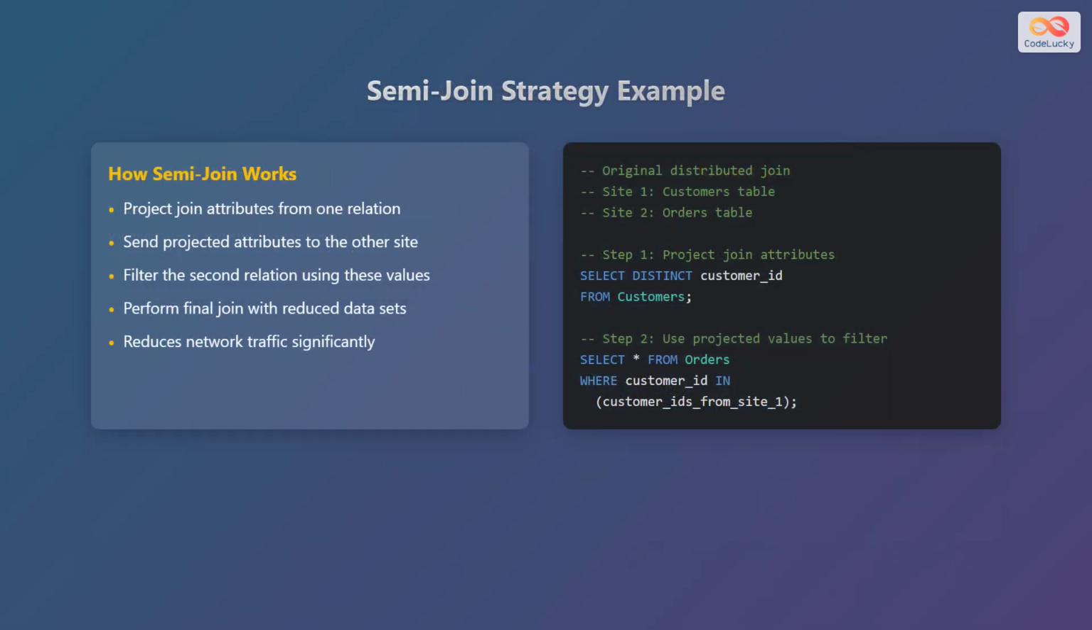Let's illustrate how the semi-join strategy works with an example. We will consider an original distributed join between 2 sites. Site 1 hosts the customers table, while Site 2 hosts the orders table. In the first step, the customer ID attribute is projected from the customers table at Site 1. In the second step, the projected values are used to filter the orders table at Site 2, selecting only the orders associated with the customer IDs received from Site 1.